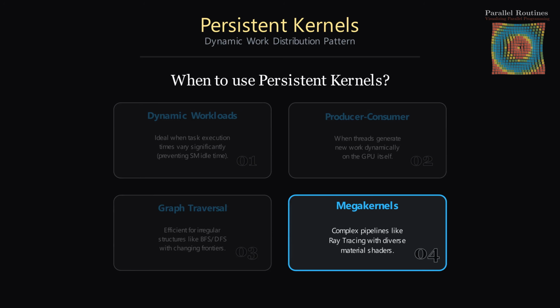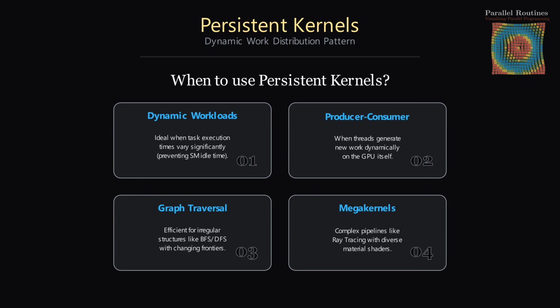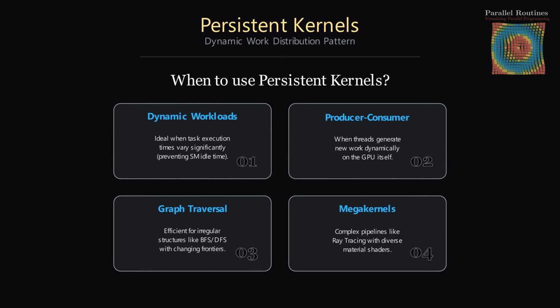Finally, megakernels. Complex rendering pipelines like ray tracing with diverse material shaders can dynamically distribute different types of work without leaving the GPU. Persistent kernels transform how we think about GPU work distribution, from static predetermined assignments to dynamic self-scheduling execution that maximizes hardware utilization.